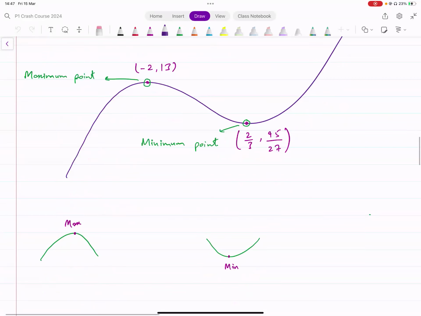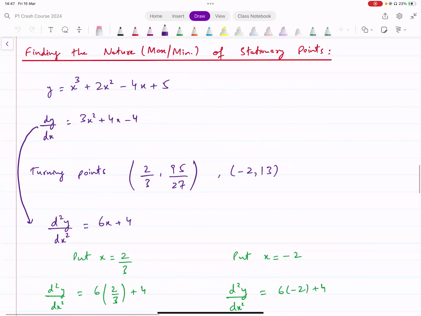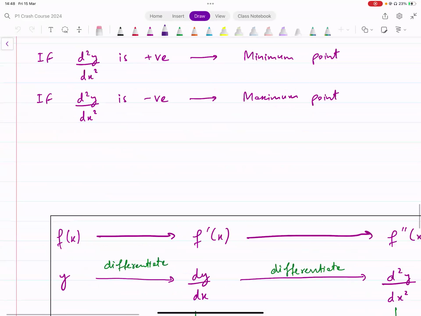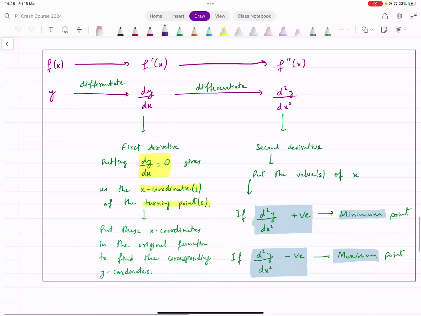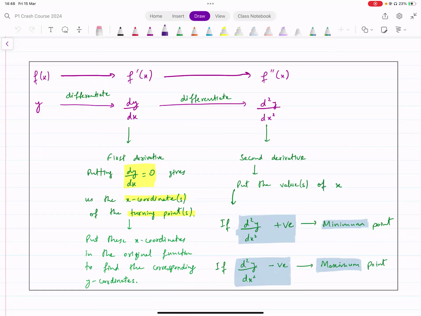Then we talked about how to figure out if some point is a maximum point or a minimum point. That we said we would do using the second derivative, right? So the rule was if the second derivative is positive, the turning point that you get is a minimum point, and if the second derivative is negative, the turning point that you get is a maximum point. This was the summary of all that discussion: you find the turning points by putting the derivative equal to zero, and you find their nature by figuring out whether the second derivative is positive or negative. Positive second derivative means it's a minimum point, and negative second derivative means it's a maximum point. This is what we have done until now.